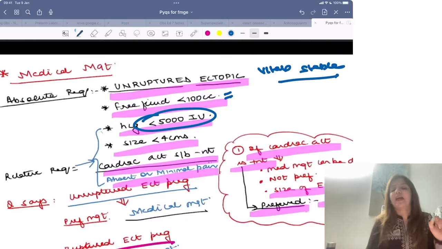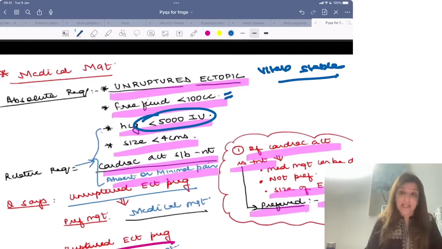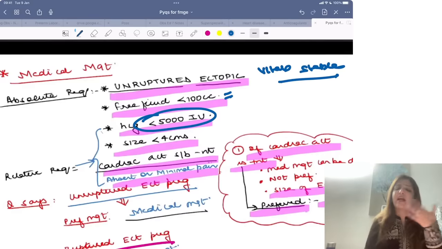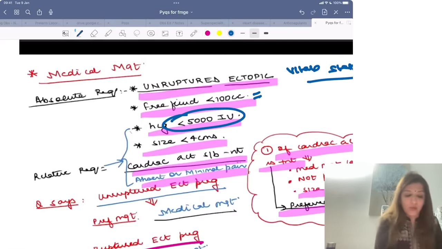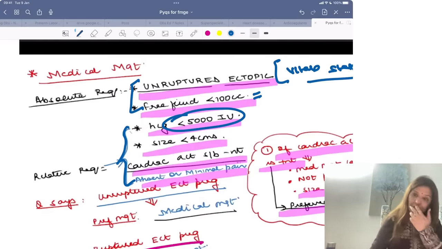Now, as far as cardiac activity is concerned, cardiac activity is a relative requirement. Agar cardiac activity present hai and your patient says that I want to get a medical management done, you may do a medical management, lekin hum prefer surgical karte hain. Why hum medical prefer nahi karte? Because of the chances of failure of medical management. If cardiac activity is present, there are high chances of failure of medical management. So this is the criteria or absolute requirement for medical management. These are relative requirements for medical management. Ruptured ectopic mein always and always surgery has to be done. Right?